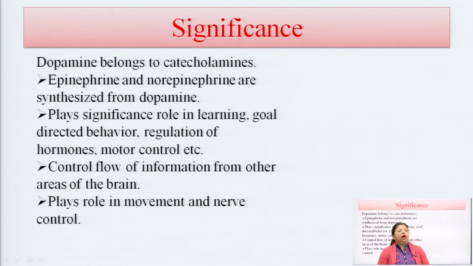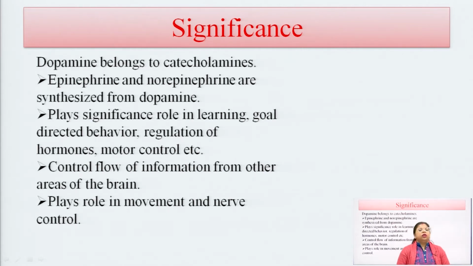So dopamine plays a significant role in learning, goal directed behavior, motor control, hormone control, and the synthesis of various hormones. It controls the flow of information from other areas of the brain, because basically dopamine is a precursor for the formation of adrenaline and noradrenaline. So it can control other areas of the brain, and it can affect learning and goal directed disorders, motor control and regulation of hormones.